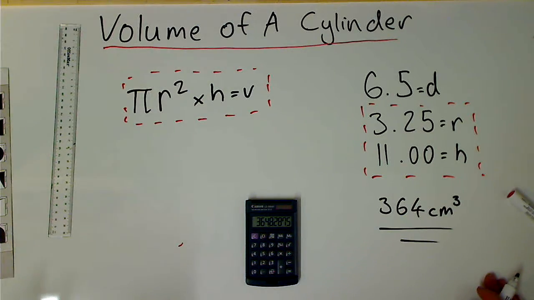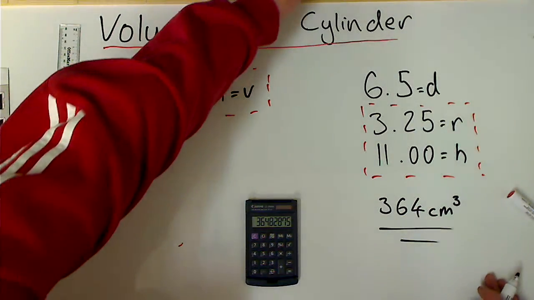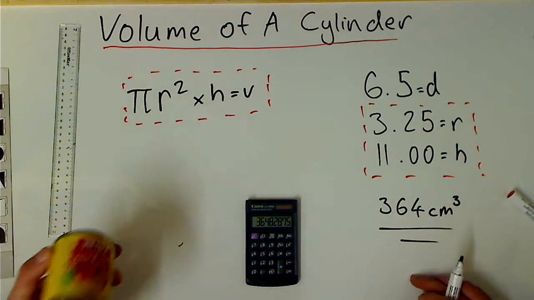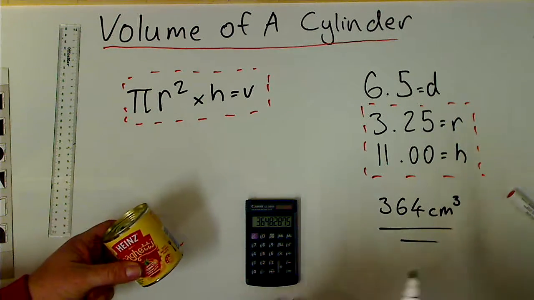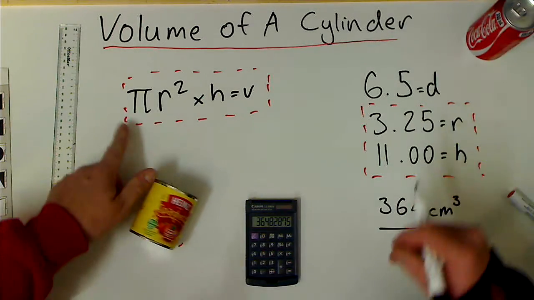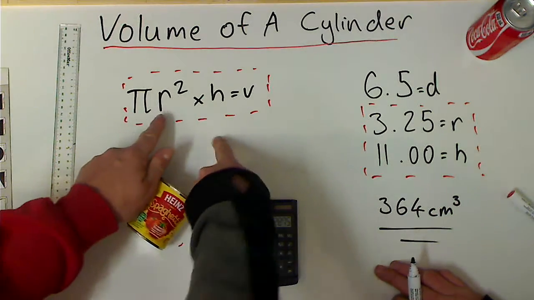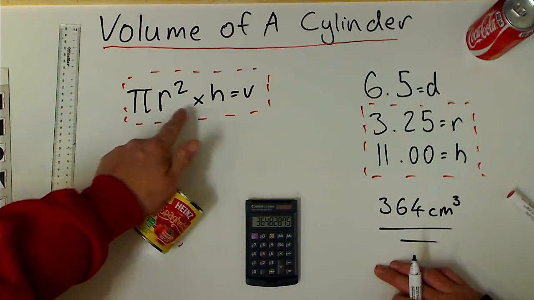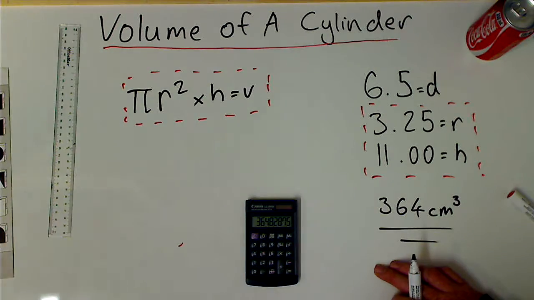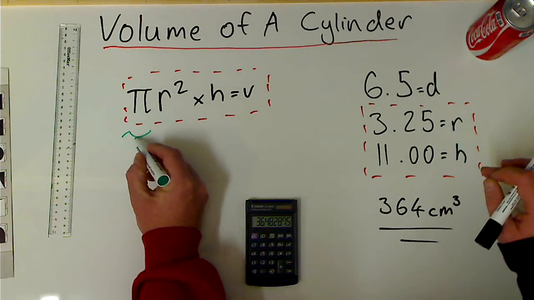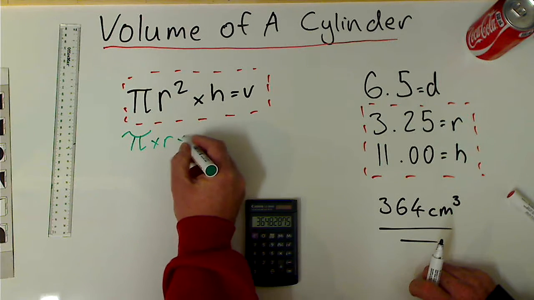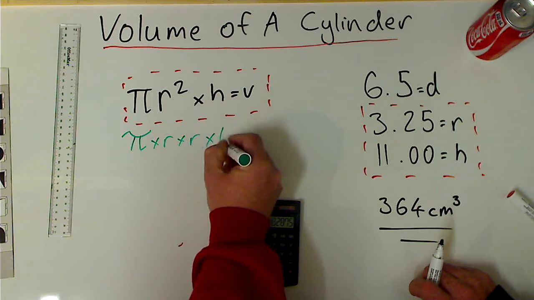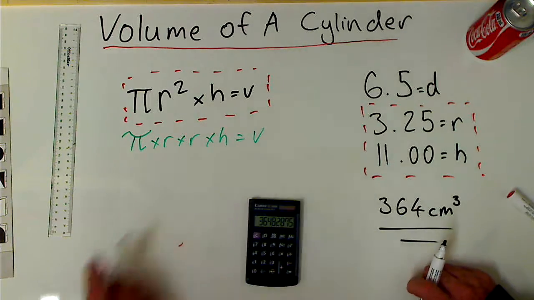Well, that's all very good if I've got Coke, but what happens if I've got a tin of spaghetti? What happens if I want to find the volume of that? The procedure's the same. We use pi times radius times radius times the height, which equals the volume.